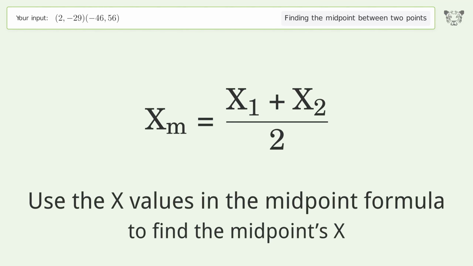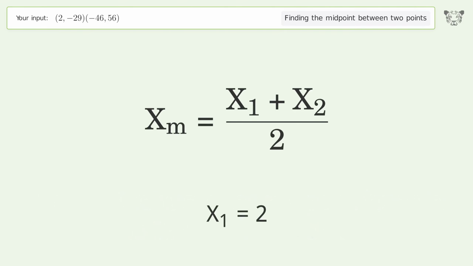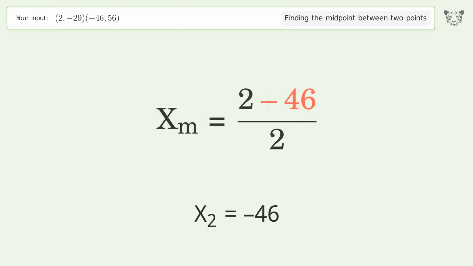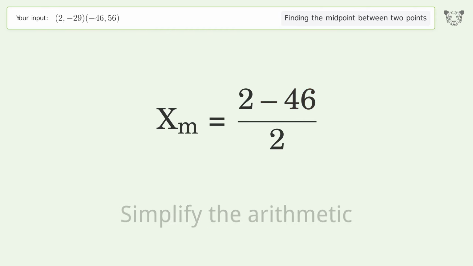Use the x values in the midpoint formula to find the midpoint's x. x1 equals 2. x2 equals -46. Simplify the arithmetic.